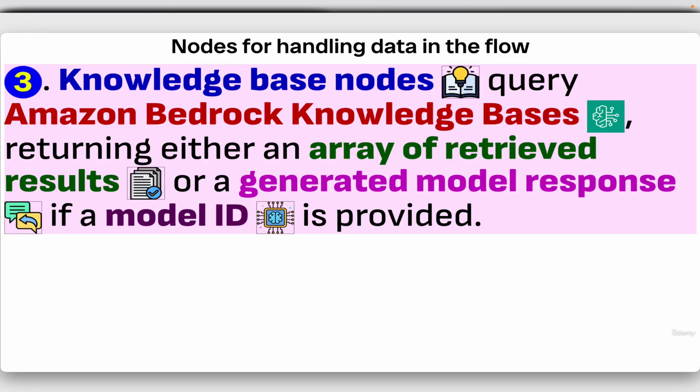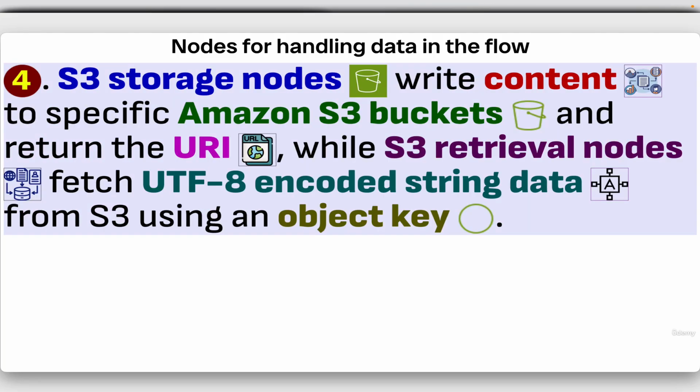Knowledge base nodes query Amazon Bedrock knowledge bases, returning either an array of retrieved results or a generated model response if a model ID is provided. S3 storage nodes write content to specific Amazon S3 buckets and return the URI, while S3 retrieval nodes fetch UTF-8 encoded string data from S3 using an object key.